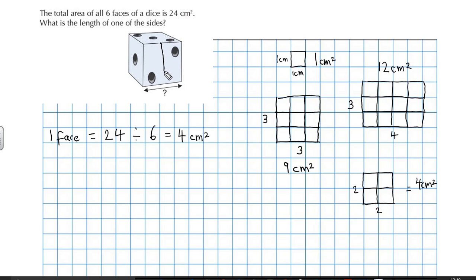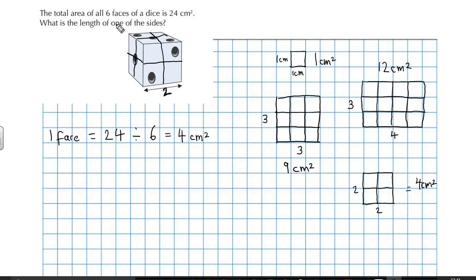I could even draw it on here very badly. So imagine that, each of these flat faces has got 4 centimeter squares. 4 centimeter squares could fit on them, and to have that means that this length must be 2. Because each of these has 4 and there's 6 of them, 6 times 4 is 24.